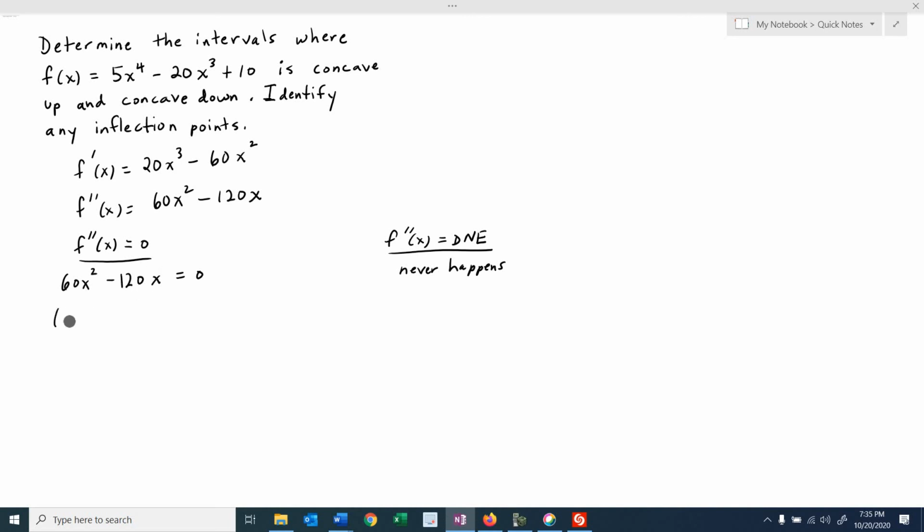We can factor out a 60x, and that leaves us with x minus 2. Then if you solve this, just divide by 60, and you get x is 0. And over here, x minus 2 equals 0 just means x is equal to 2. So these are our possible inflection points.